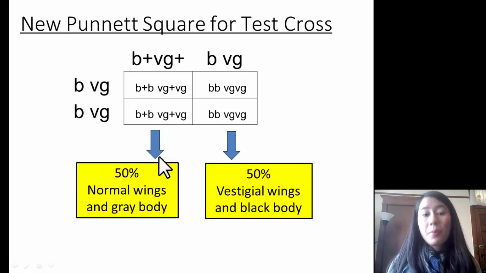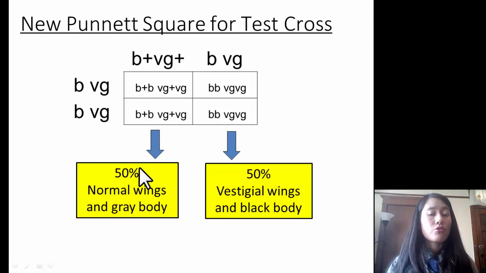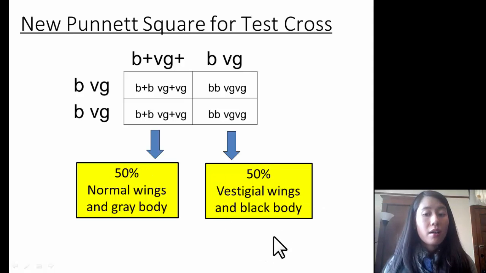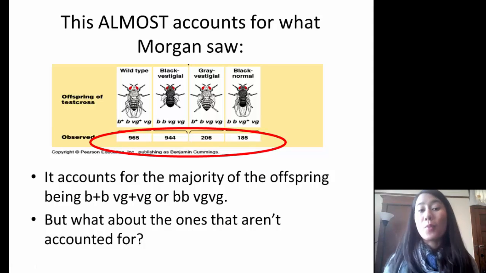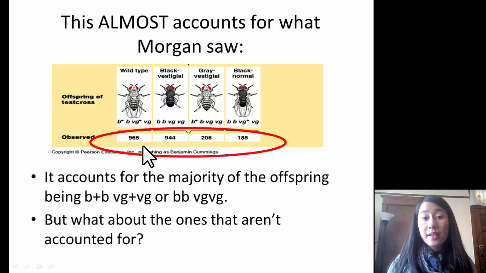Instead, we get 50% of our flies expected to have normal wings and a gray body, 2 wild type traits, or 50% of our flies with vestigial wings and a black body, 2 mutant traits. And actually, this almost accounts for what Morgan saw. A vast majority of his either had 2 wild type or 2 mutant traits. Here are the genotypes that it accounts for.